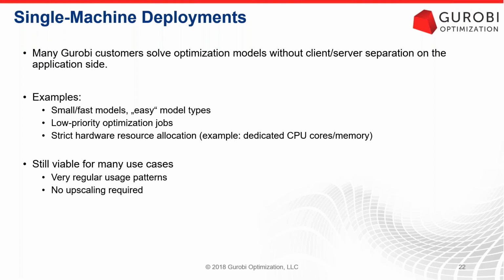And there is something else that you can do. For example, a strict hardware resource allocation. Let's say we have a CPU with 8 physical cores. 2 physical cores are strictly for the application and 2 are strictly for the optimization. Of course, if you do this, you don't have the problem that these two components slow down each other. And there are examples of applications where this works very well. So it's viable for many use cases, especially if your usage patterns are very regular. Runtimes and performance are predictable, and it's perfectly fine to do this on the same machine.